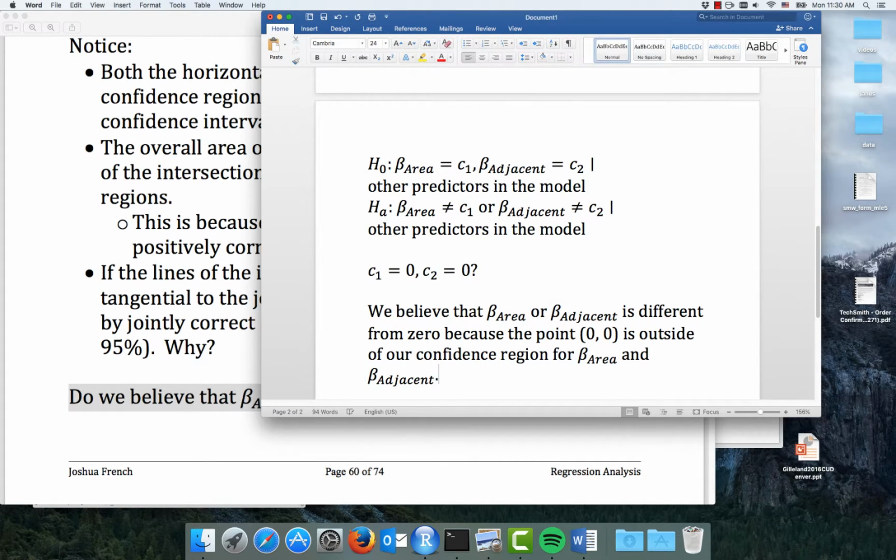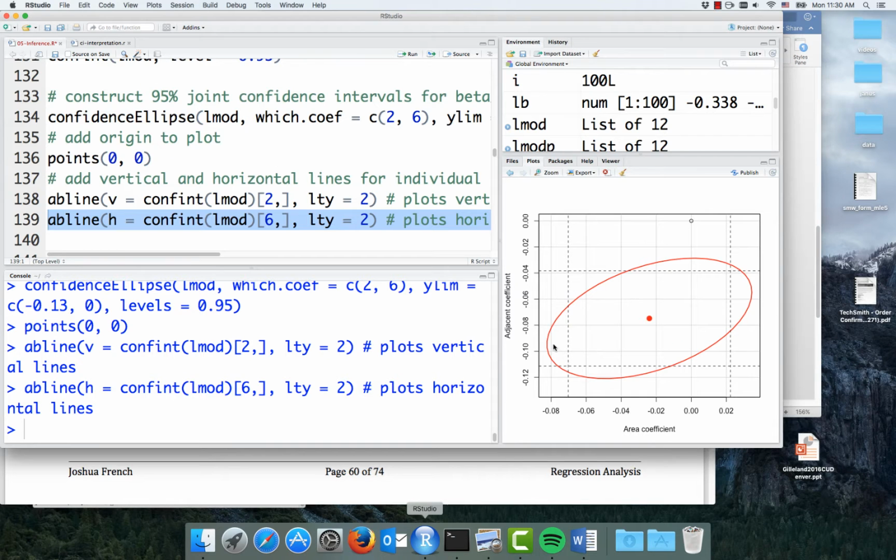And in fact, in this case, looking at this graph, it seems pretty clear that both of them are in fact different from 0, because it's not just that we don't include 0 on the horizontal axis, or we don't include 0 on the vertical axis, but we don't include 0 on either axis in our confidence ellipse. And so this makes us think that in fact beta area and beta adjacent are both different from 0.